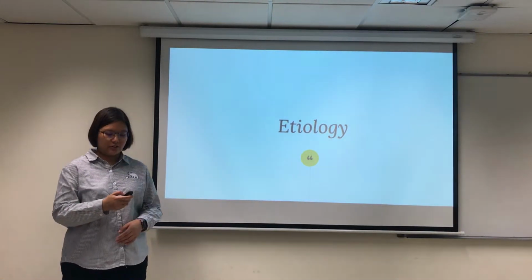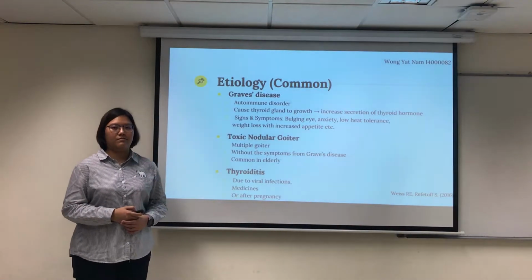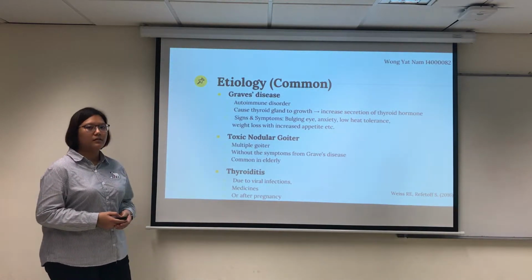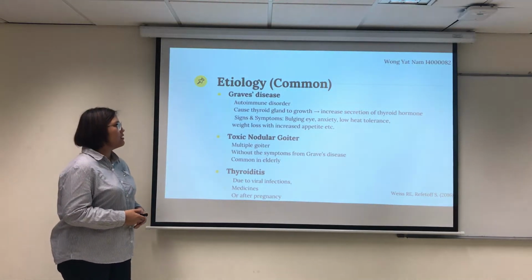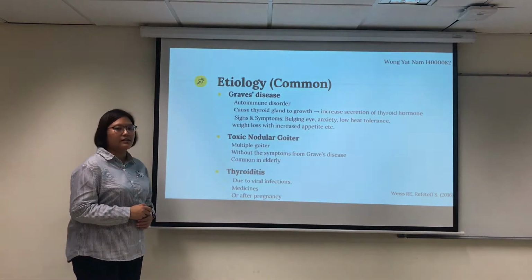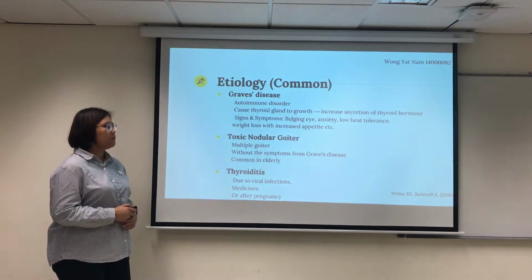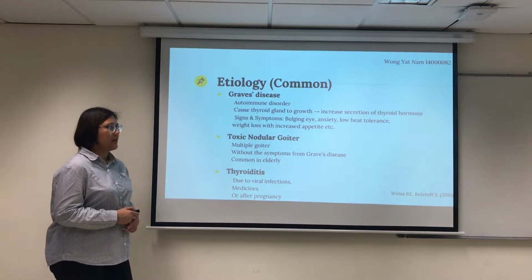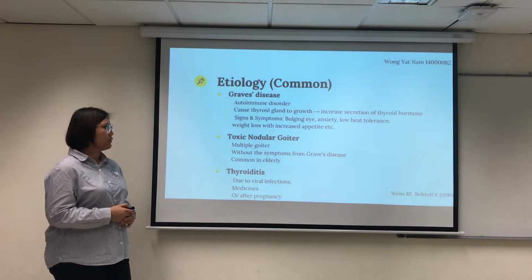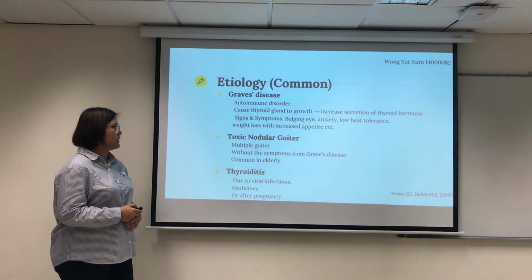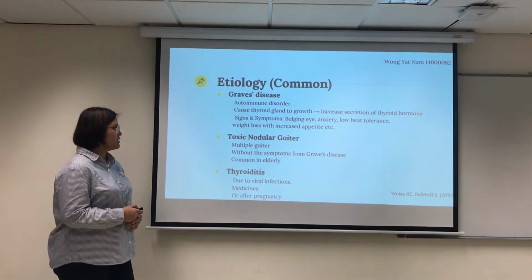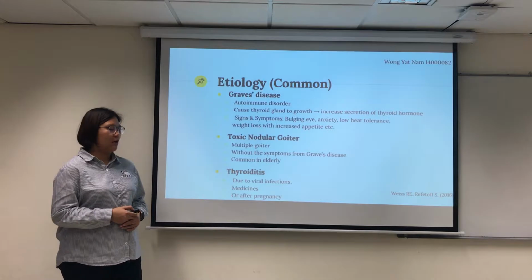When we talk about the etiology, which is the cause of hyperthyroidism, it is distributed into three groups, including common, rare, and very rare. The most common cause of hyperthyroidism is Graves' disease, which is a kind of autoimmune disorder that will cause the thyroid gland to grow, and in this situation it will increase the secretion of thyroid hormone. The signs and symptoms of Graves' disease include bulging eyes, anxiety, low heat tolerance, weight loss with increased appetite, etc.